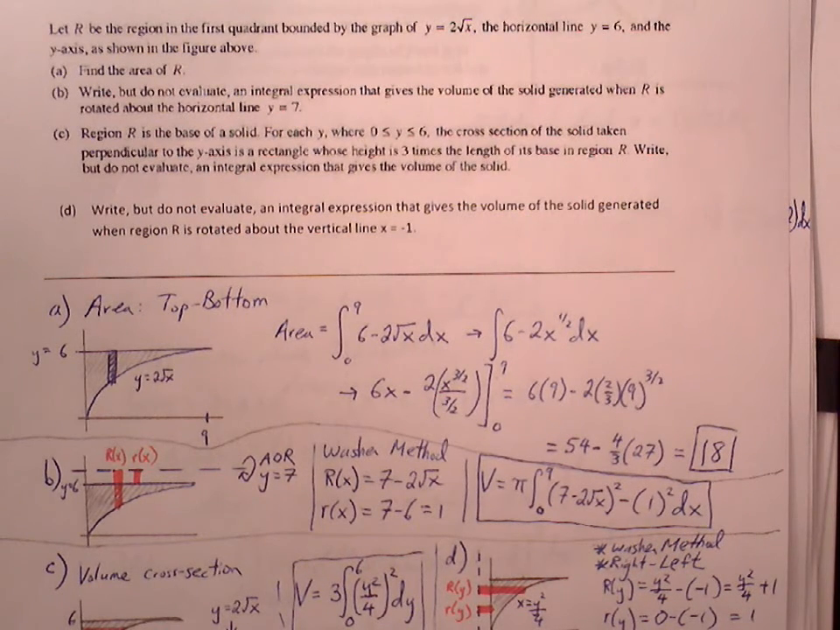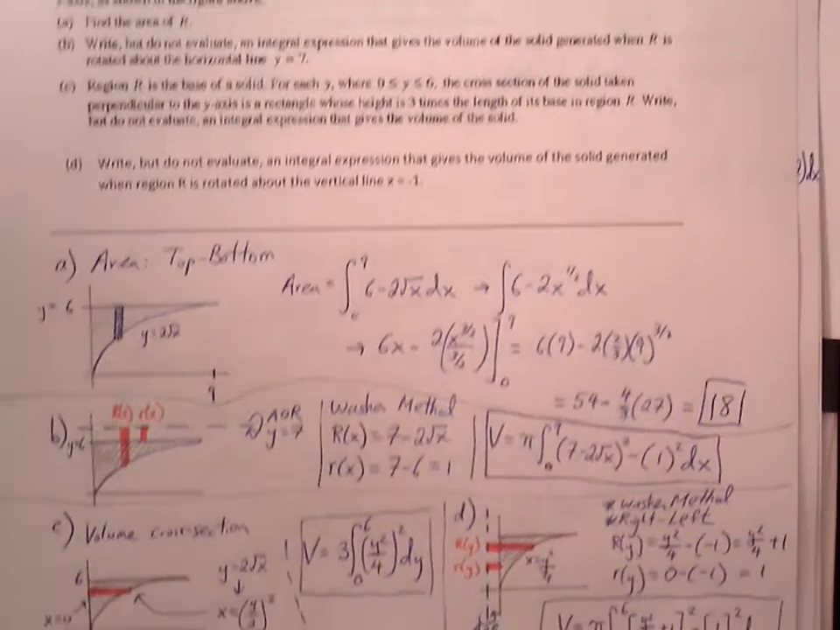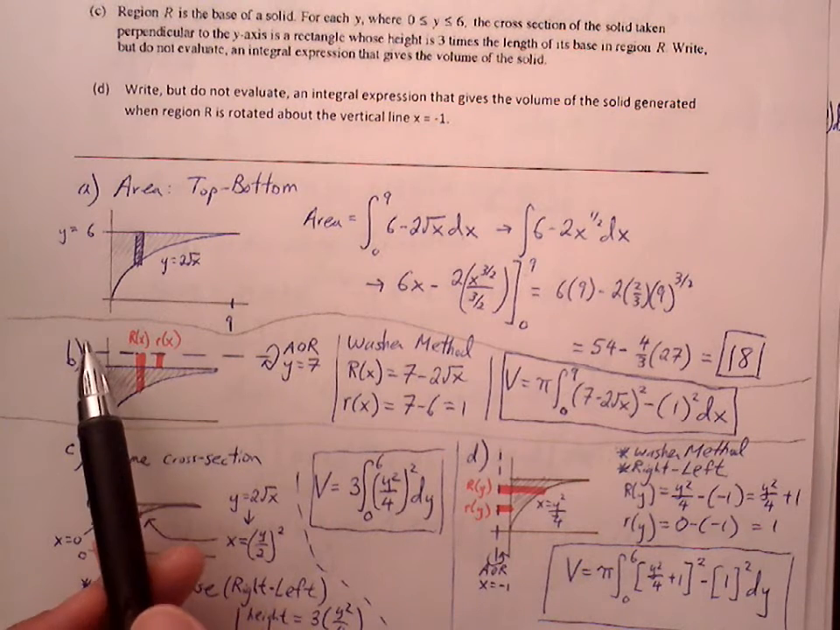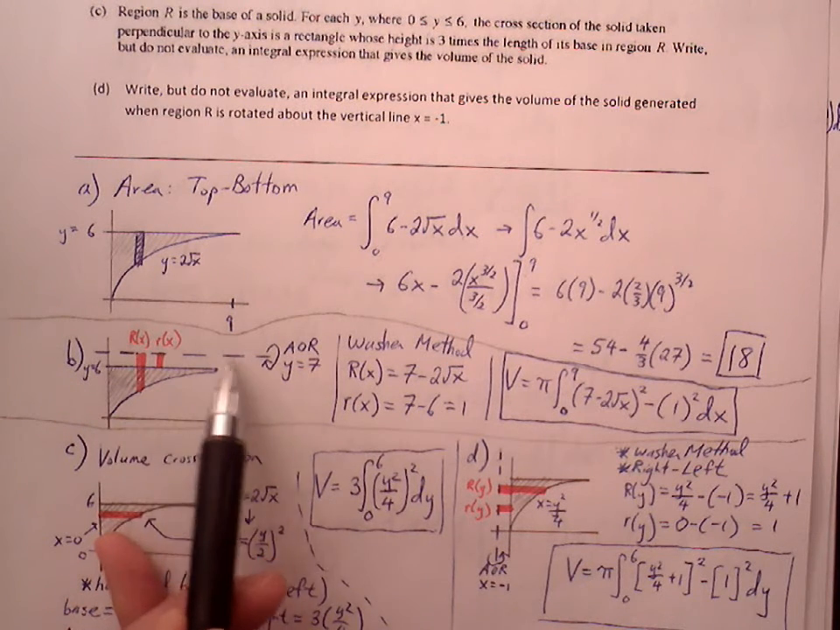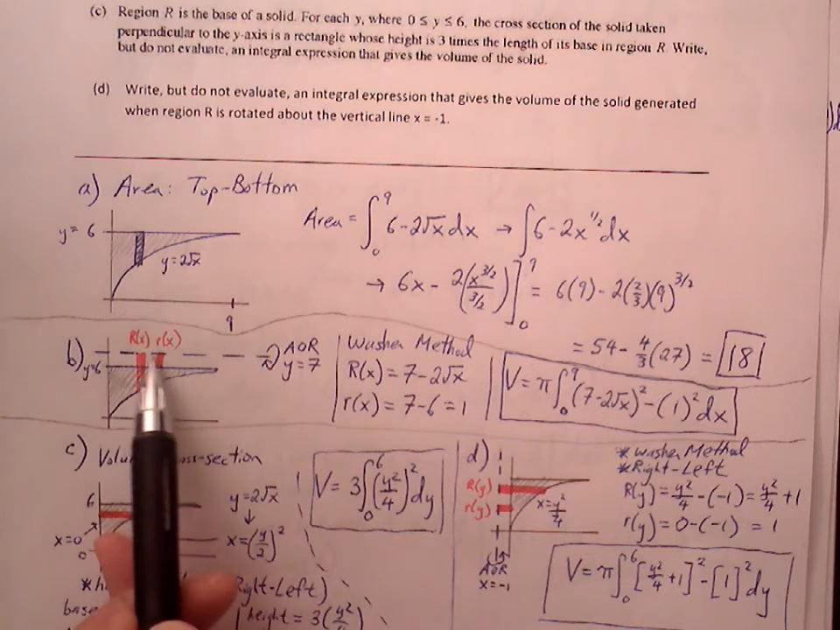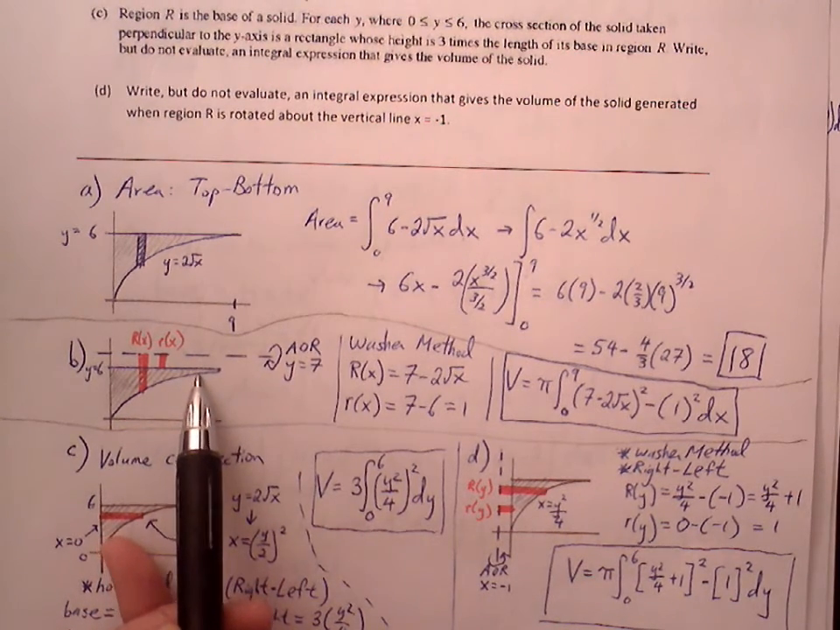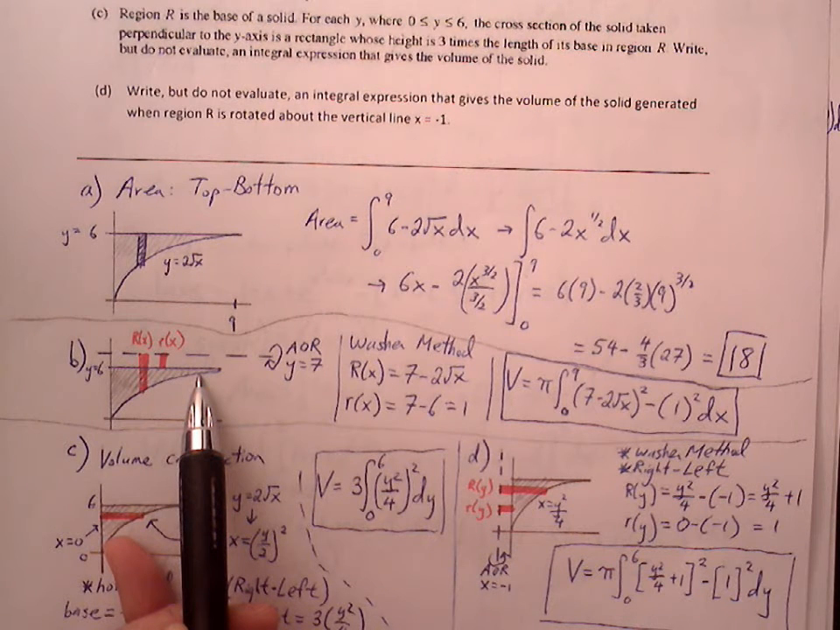For part B, write but do not evaluate an integral expression that gives the volume of the solid generated when R is rotated about the line y equals 7. So here is my shaded region. My axis of revolution is going to be y equals 7, which you can tell there's a noticeable gap between the shaded region and the axis of revolution, which means that we have to subtract out that hole, which means that we have to go through washer method.